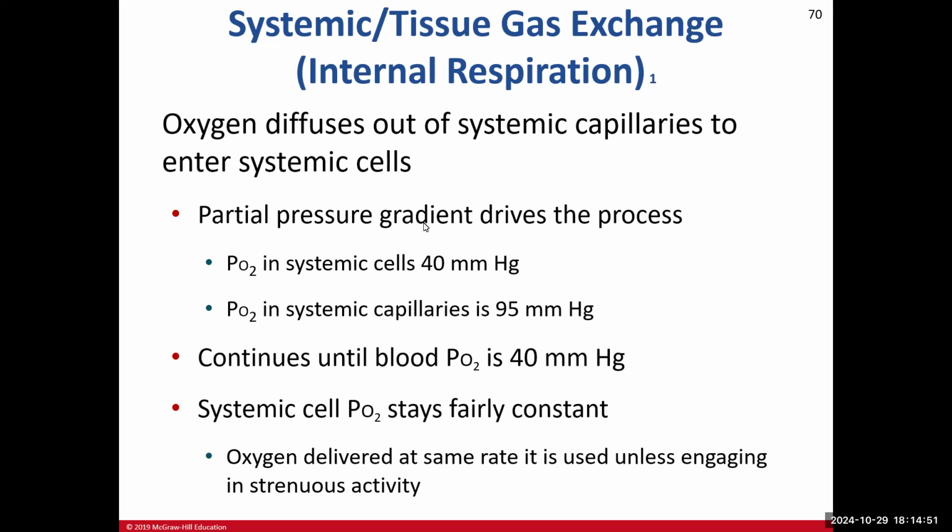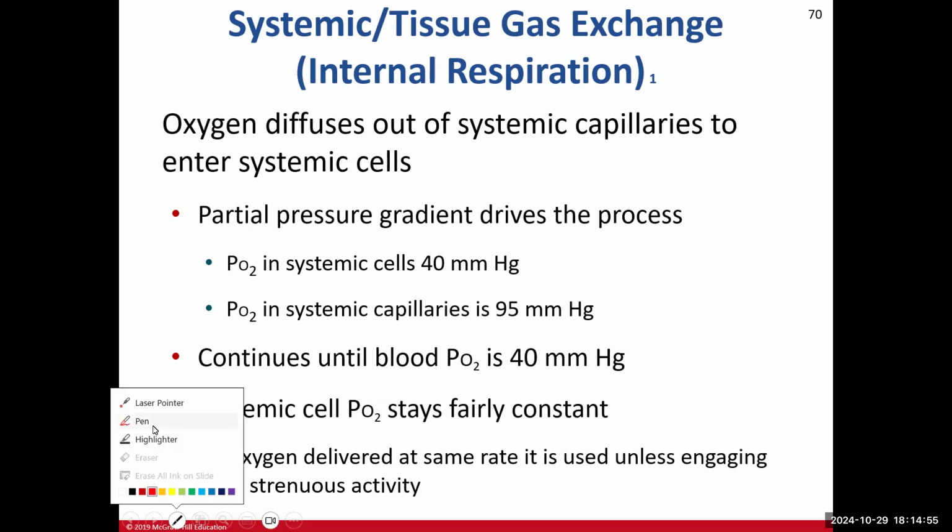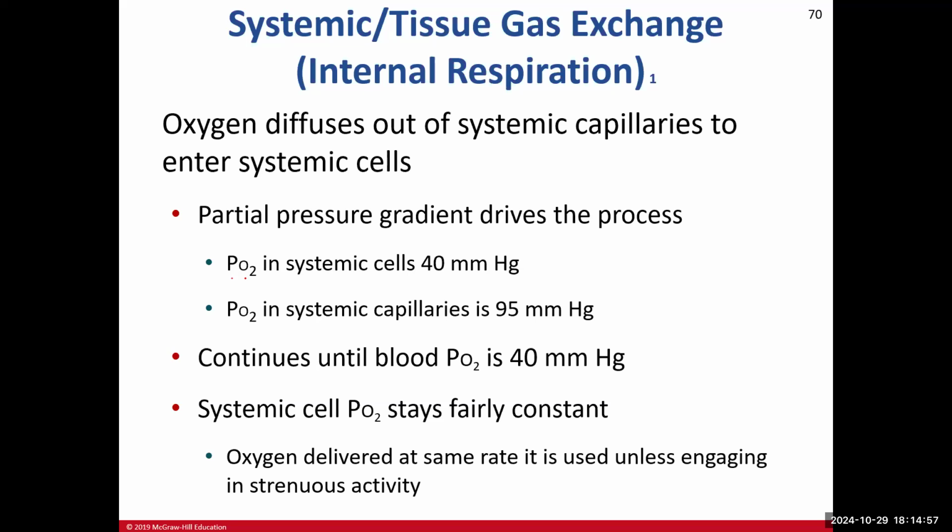Okay, so let's take a peek at what I have up on the screen here, just so you guys can track everything. We've got the partial pressure of oxygen in our cells is 40 millimeters of mercury. And the partial pressure of oxygen in the capillaries is 95 millimeters of mercury. So just going with what we know about pressure gradients, where does oxygen want to go? Where do you think? Yeah, it's going to go into the cells, right?